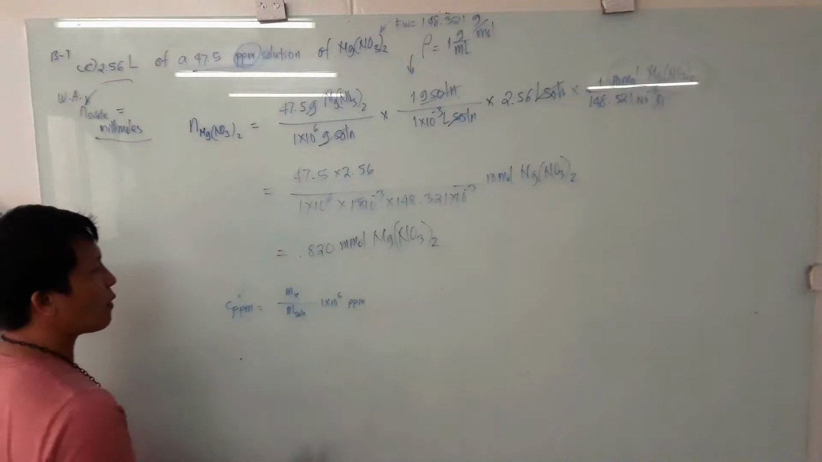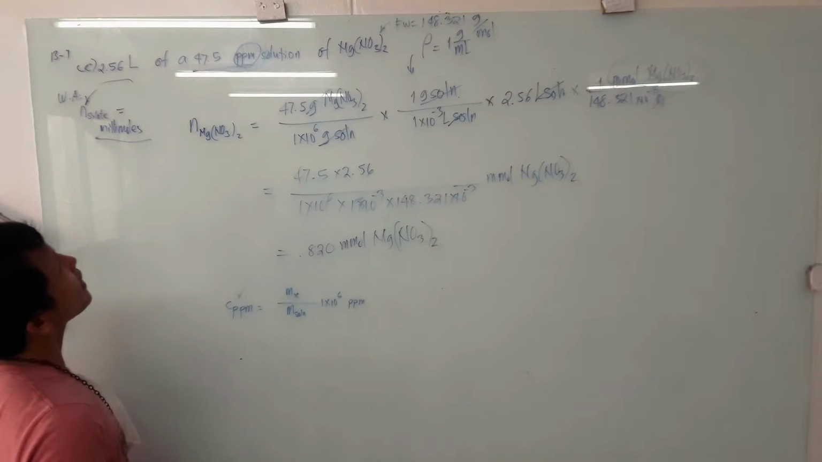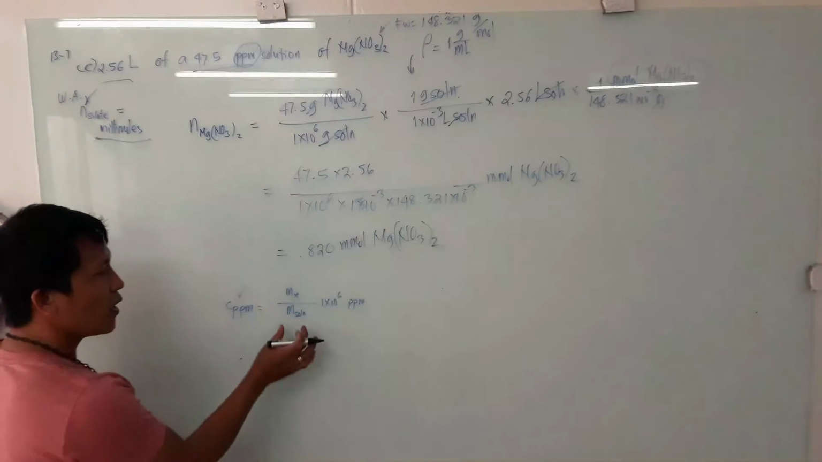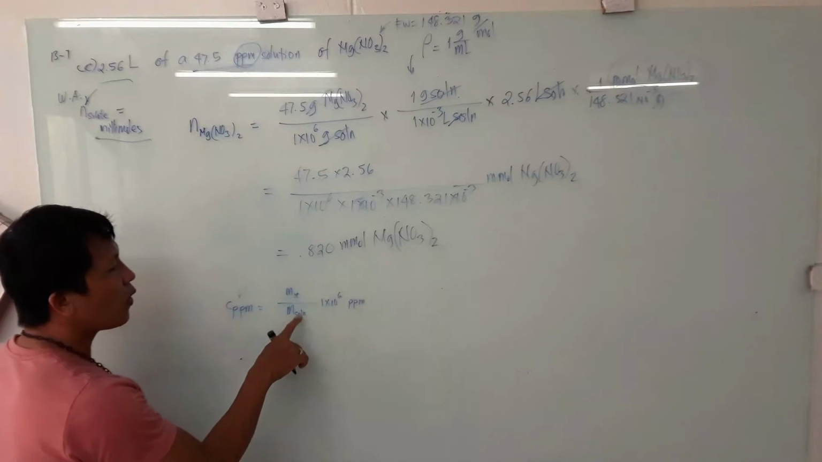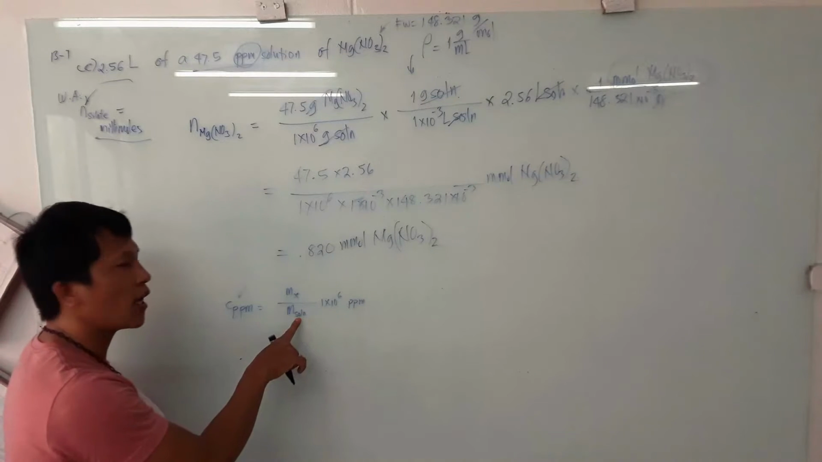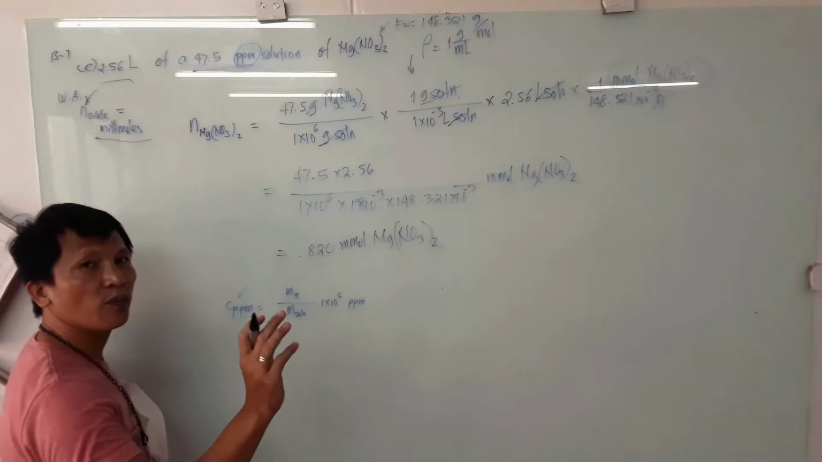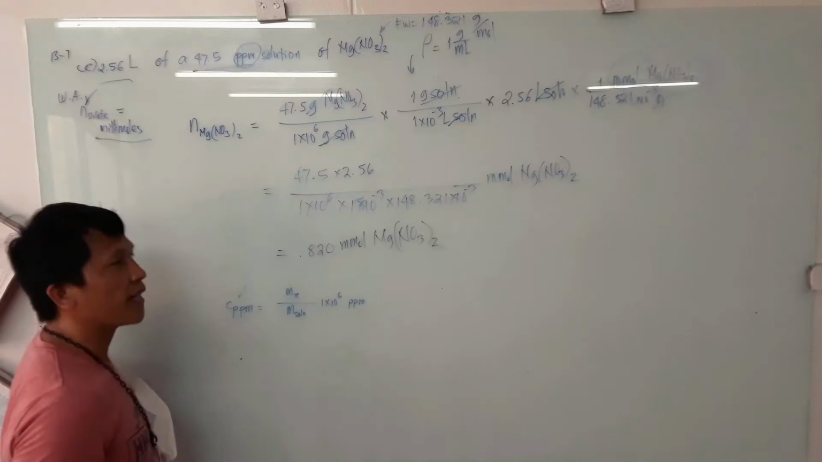How about the mass of the solute? It is not given. But what is given is the volume of solution. This one is the mass of solution, so again, this is also not given. So we have to get this one from the density of solution. So these two are not given, meaning we have to find another expression that will probably replace that one.